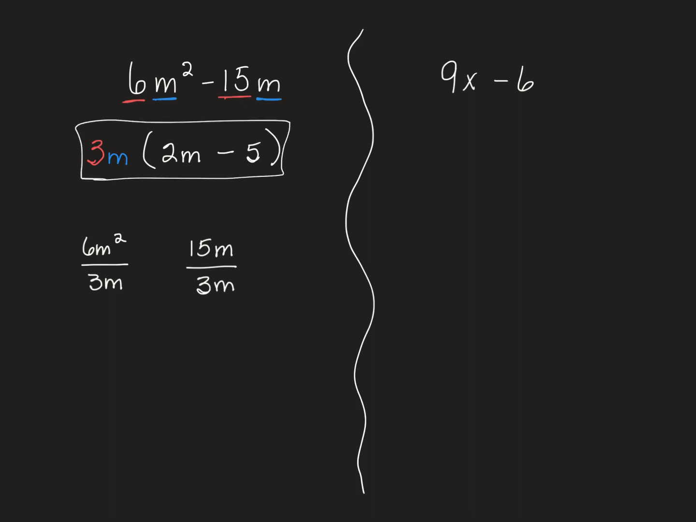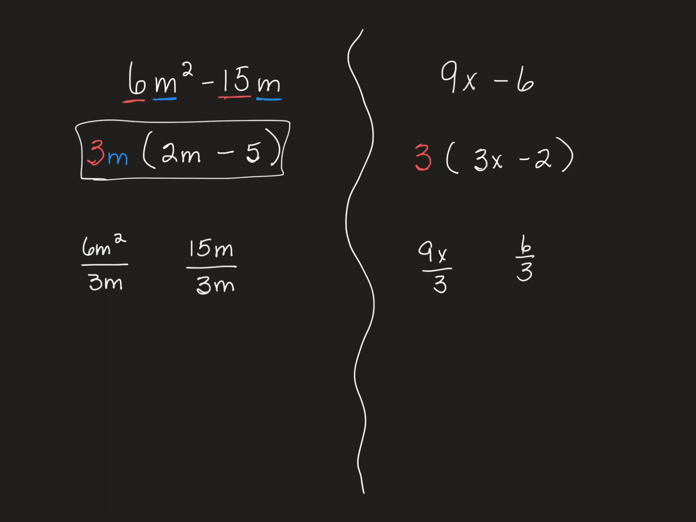So now let's look at the next one. I have 9x minus 6. Looking at my coefficients, the number I have in common would be 3 again. But looking at my variables, notice how 9x has a variable, but 6 does not. So because only 9 has the variable, I do not have a variable in common. So now we're going to factor it out. And let's remember, this is 9x divided by 3. That leaves me 3x. Then we're going to do 6 divided by 3, minus 2.